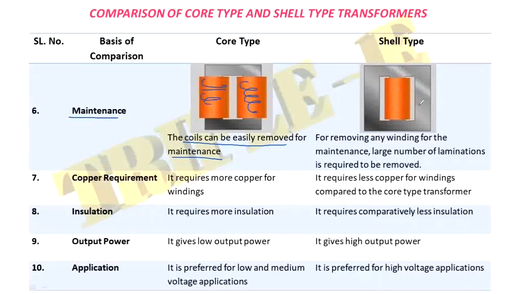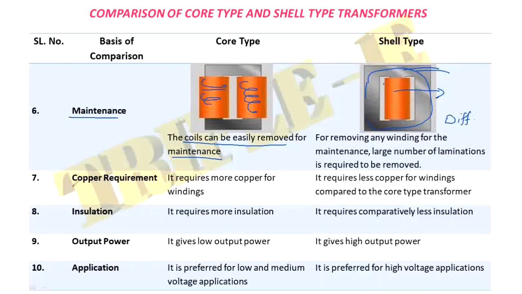Whereas in case of shell type, as we see here, for removing any part of the winding for maintenance, a large number of laminations of the core need to be removed. As the core surrounds the winding here, we need to first remove this core and only then can we remove the winding for maintenance. So in case of shell type, maintenance is a little difficult.